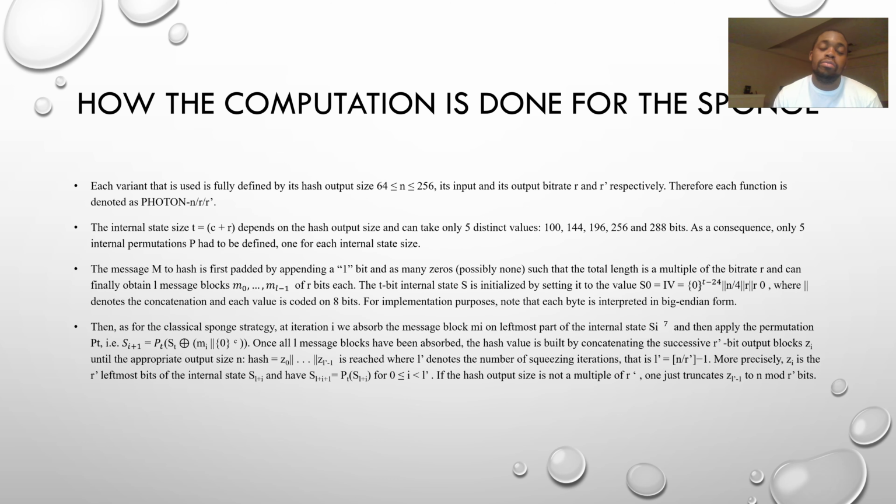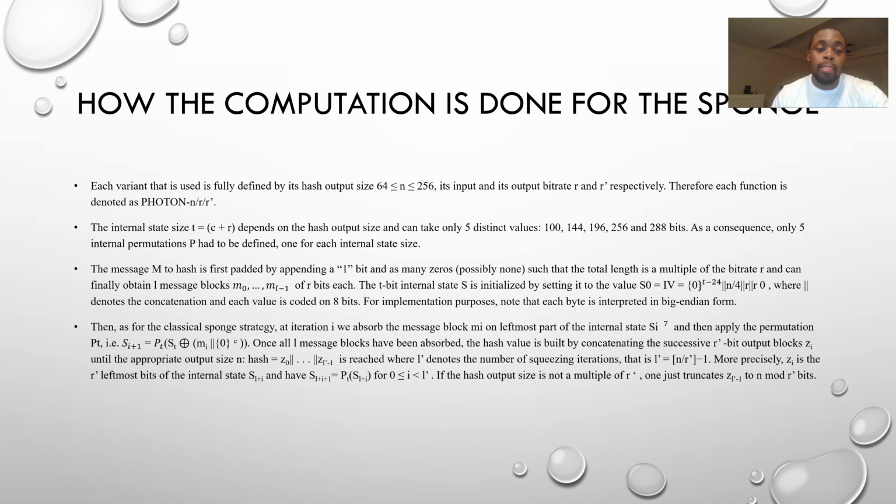Now, how is the computation done for the sponge. Each variant that is used is fully defined by the hash output size n, between 64 and 256, its capacity c, and its output rate r and r prime respectively. Therefore, each function is denoted as PHOTON-n/r/r'. The internal state size t, where t equals c plus r, depends on the hash output size. It can only take 5 distinct values: 100, 144, 196, 256, and 288. As a consequence, only 5 internal permutations P_t have to be identified, one for each internal state size.